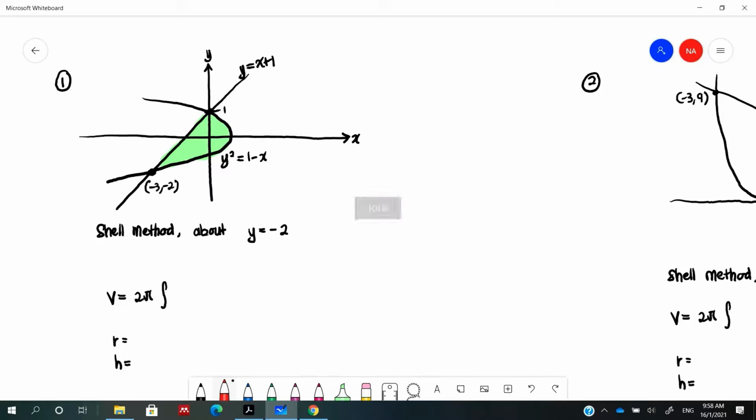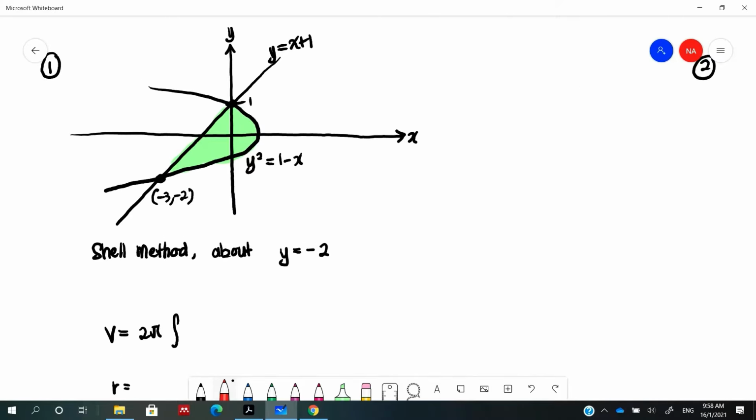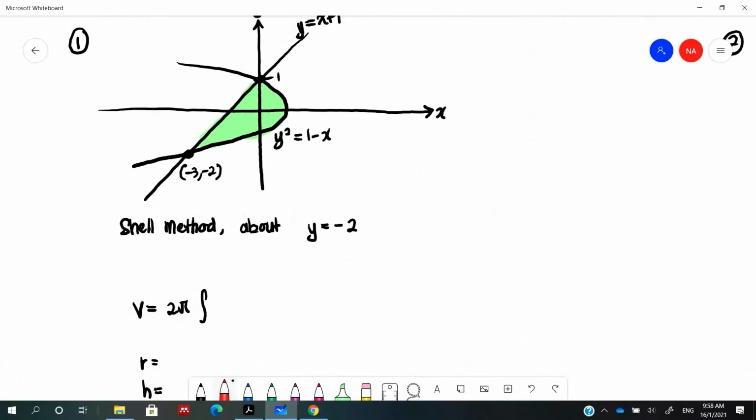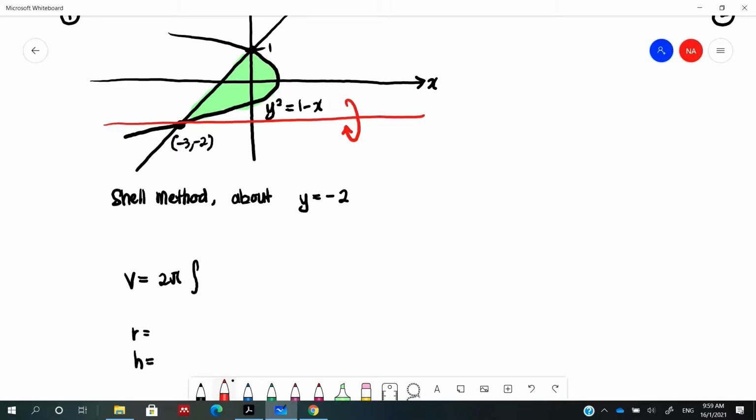Suppose we have this first question here. We want to find the volume using the shell method when the region is rotated about y equal to -2. So we should determine, is it vertical or horizontal? We know that y equal to -2 is a horizontal line, which is the axis of rotation. In the shell method, when we rotate about a horizontal line, the formula should be in terms of y, so it should be dy. And we have the radius multiplied with height.